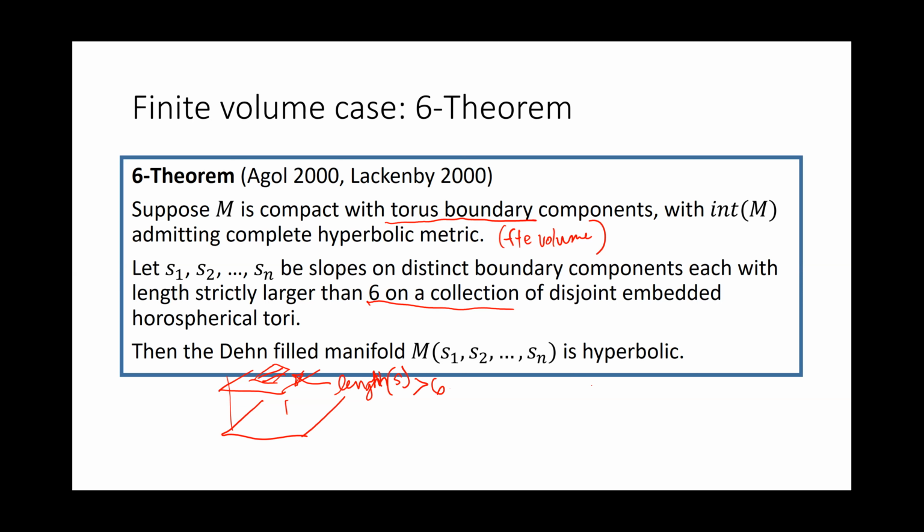And the way that they prove this is they used Thurston's hyperbolization theorem. They showed that this length 6 implied that there are no spheres, disks, tori, or annuli.